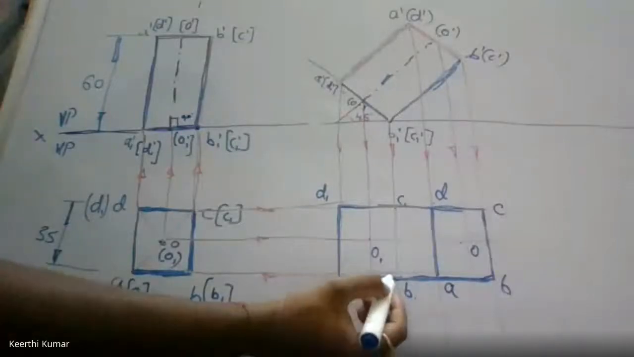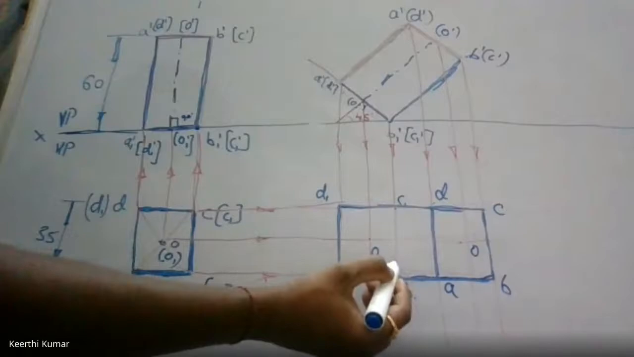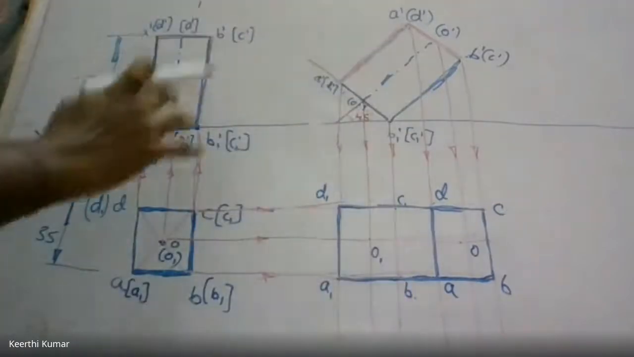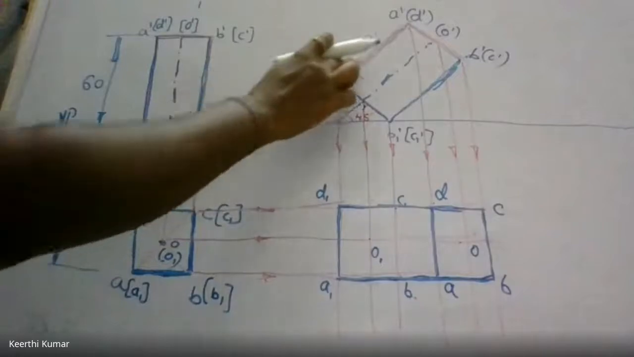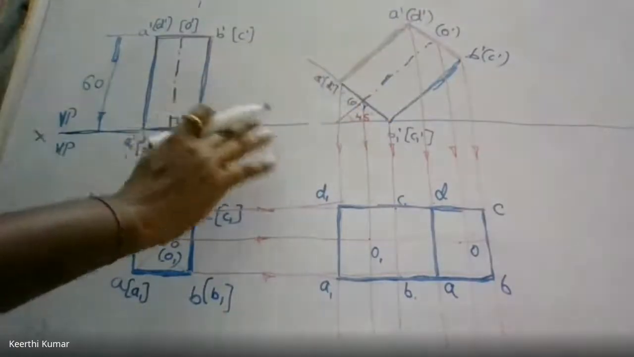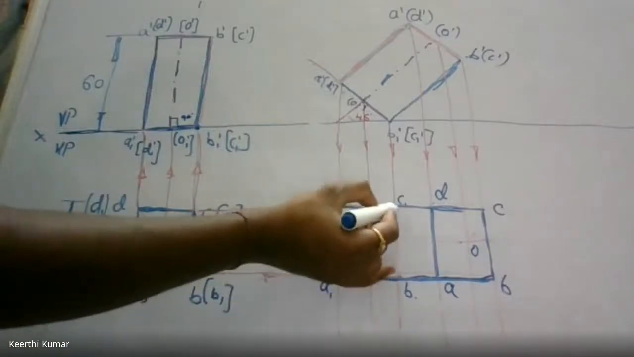Then let us go for A1, B1. So A1 is here, B1 is here. It is connected. B1, C1 is not connected. So if I see from the top, again, only these two lines I can see. And whatever the namings are there between these two, I can see. Remaining, I cannot see.